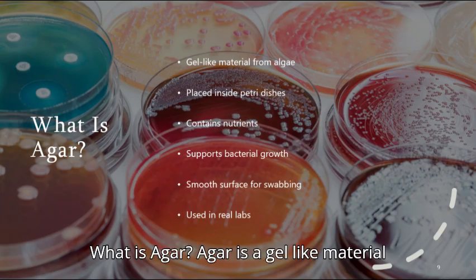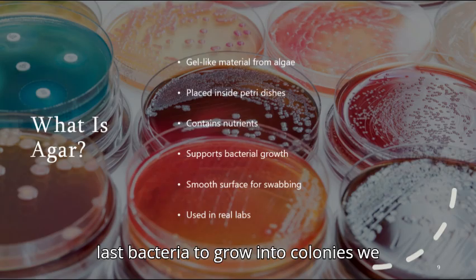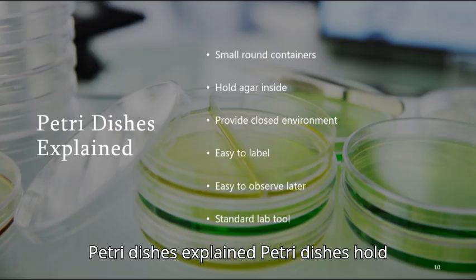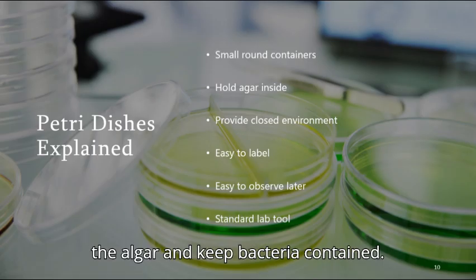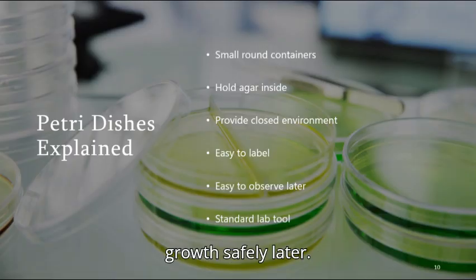What is agar? Agar is a gel-like material that provides nutrients for bacteria. It allows bacteria to grow into colonies we can easily see. Petri dishes explained. Petri dishes hold the agar and keep bacteria contained. They make it easy for us to observe growth safely later.